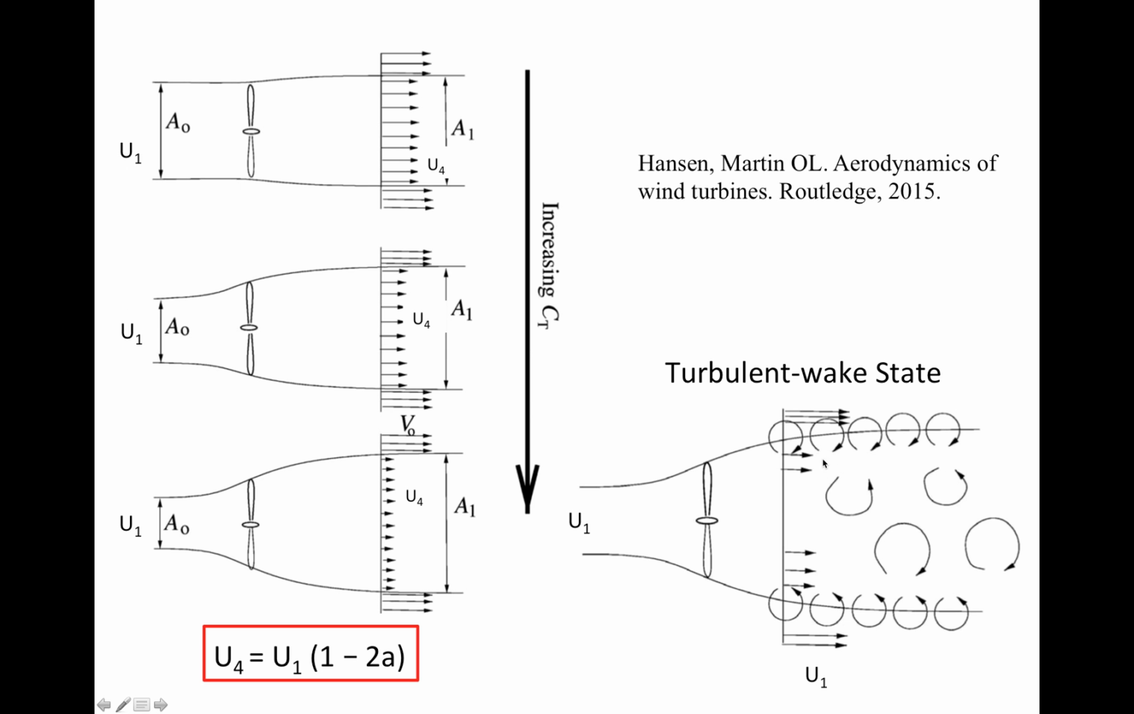So if the velocity difference in the free shear zone becomes too large, you're going to get instabilities, and those instabilities are going to create eddies, and those eddies are going to transport momentum from outside of the stream tube to inside of the stream tube. And at this point, the actuator disk model actually breaks.